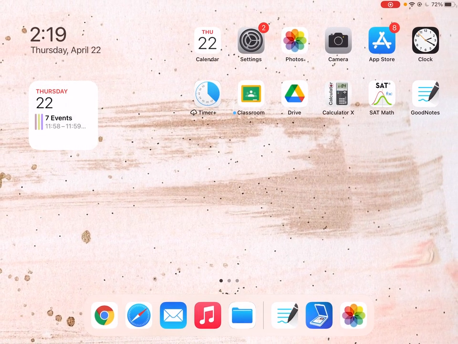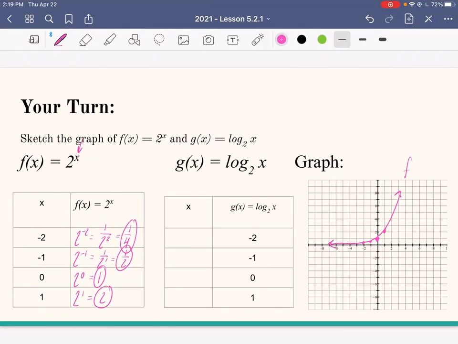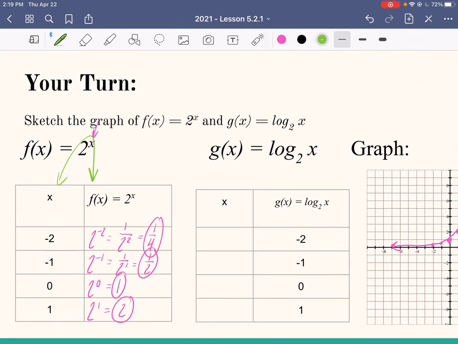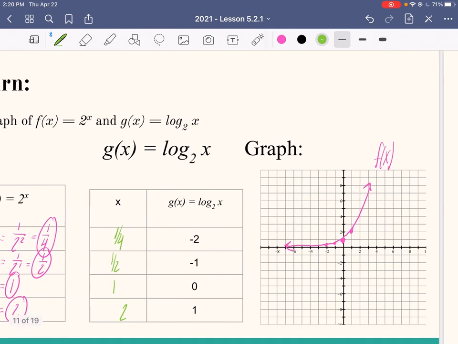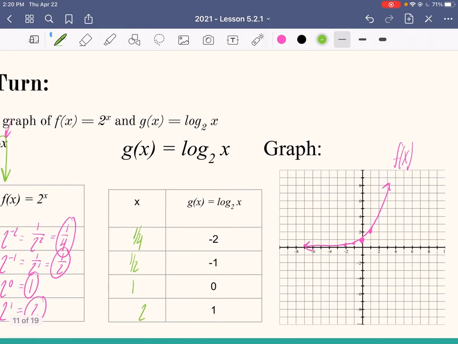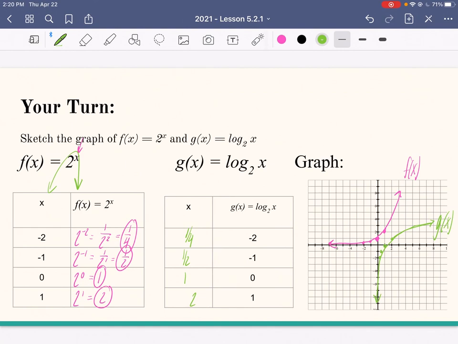Label it f of x. And then we flip-flop these, so this becomes (1/4, -2), (1/2, -1), (1, 0), (2, 1). Okay, so logarithmic and exponential functions are always going to look something like this format.